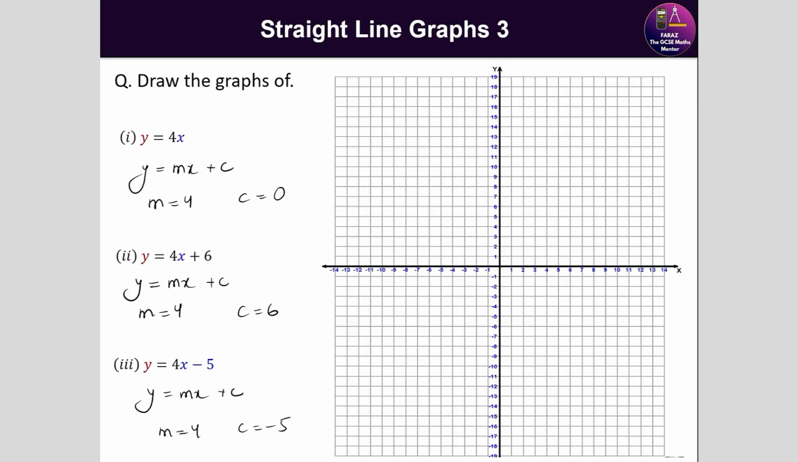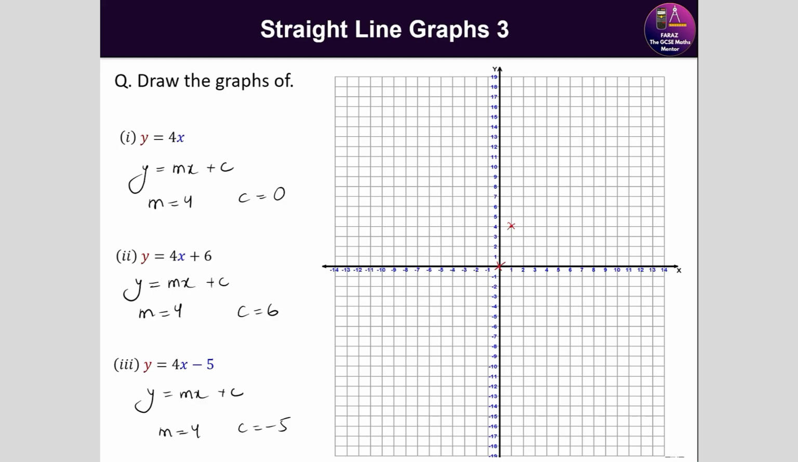If we plot the first one, y equals 4x, we are starting at the origin (0, 0) again, because the y-intercept is 0 in the first one. So for every one step to the right, we go up 4. From (0, 0), from the center, for every step 1 to the right, we go 4 up. So across 1, up 4, 1 2 3 4, in this way. That would be our first coordinate.